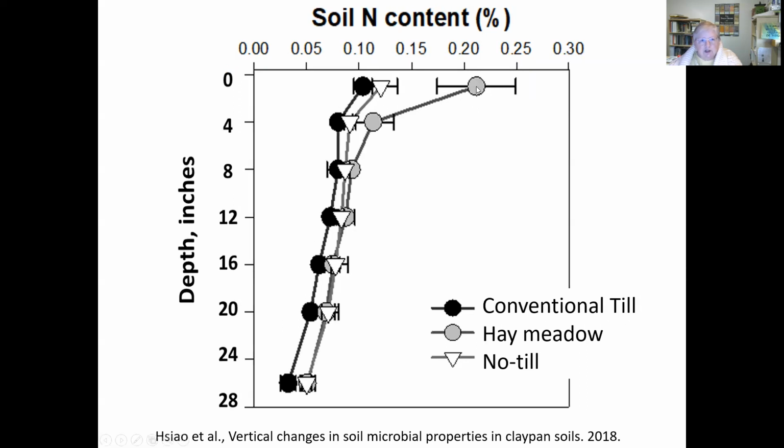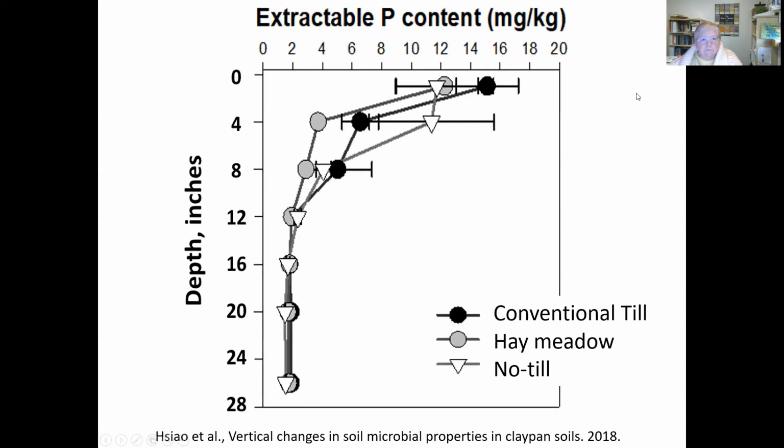Similarly, the soil nitrogen content is much higher on the hay meadow than it is on the no-till or on the conventional till. Again, nitrogen is a substrate for certain soil microbes. The phosphorus content shows a similar decrease, being very high at the top on the surface of the soil and decreases very quickly as you go deeper into the soil profile. By 12 inches, there's no difference between any of the production practices.